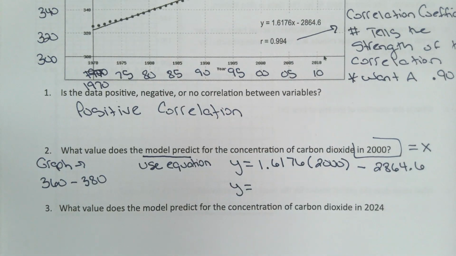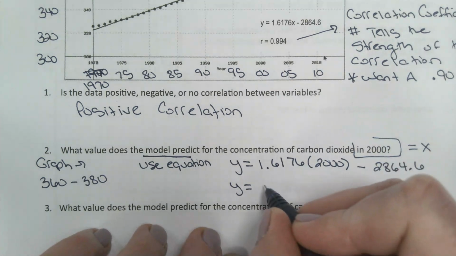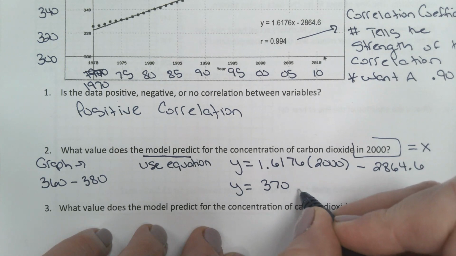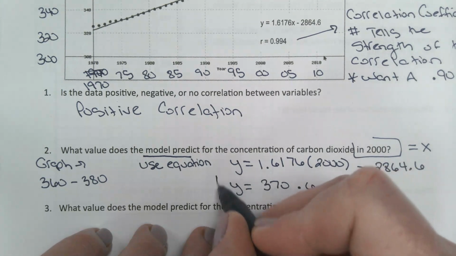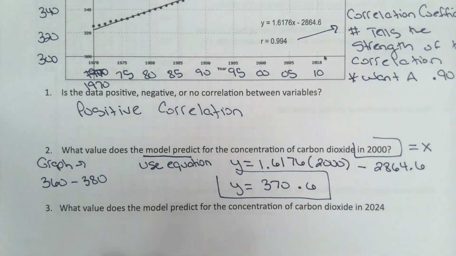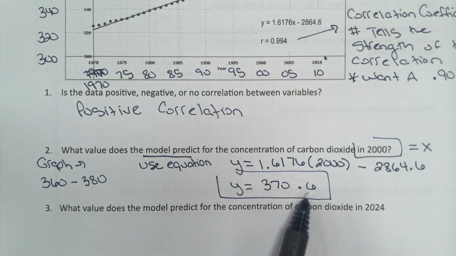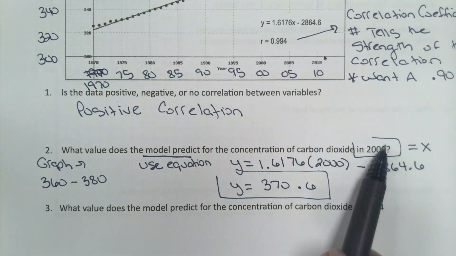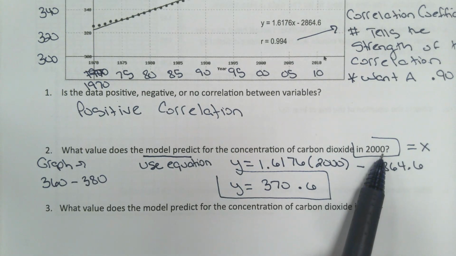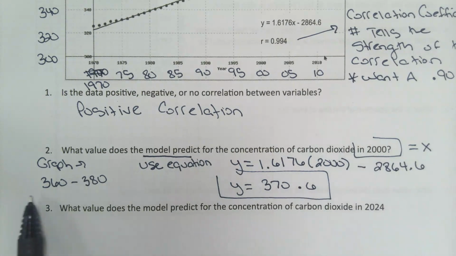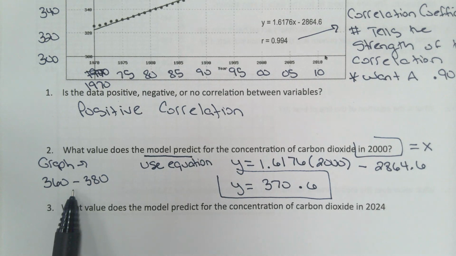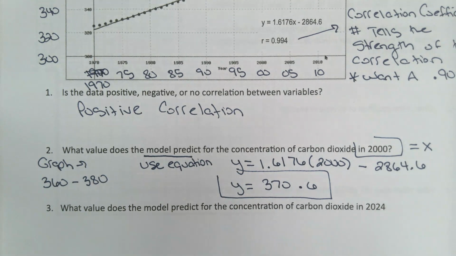So if you used your calculator and you ran those numbers, you would get an answer of 370.6. So the model, aka the equation, says that the concentration should be 370 in the year 2000, and that completely coincides with my graph. So I think I did that correctly.